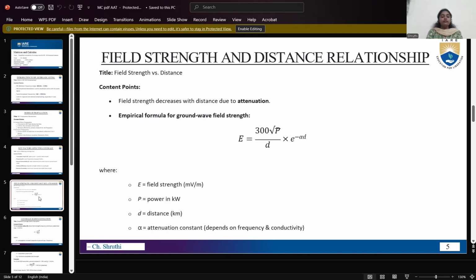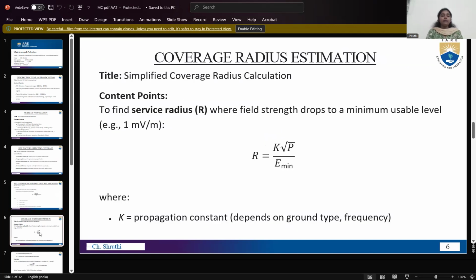Alpha stands for attenuation constant, which depends on the frequency and conductivity. The next slide is about the coverage radius estimation.